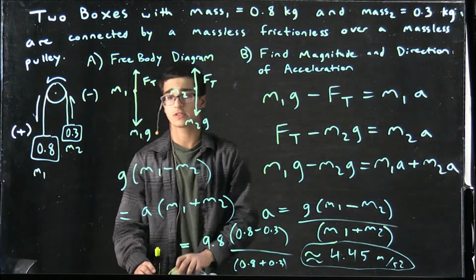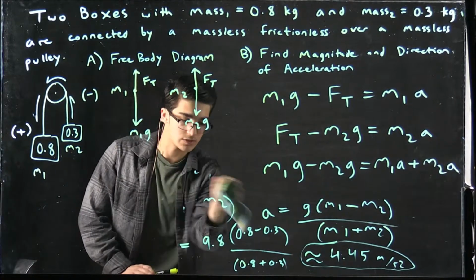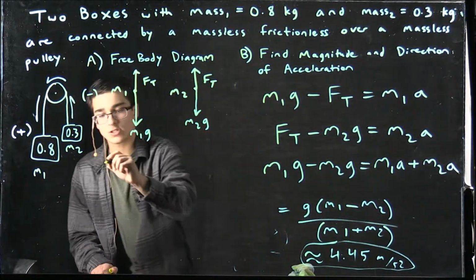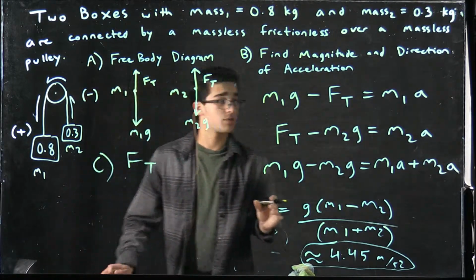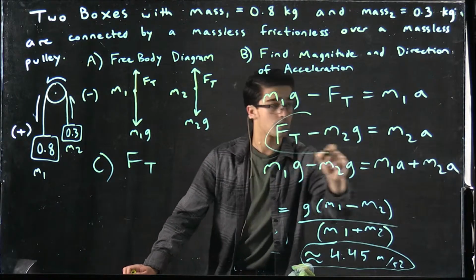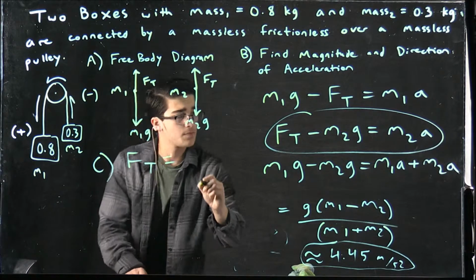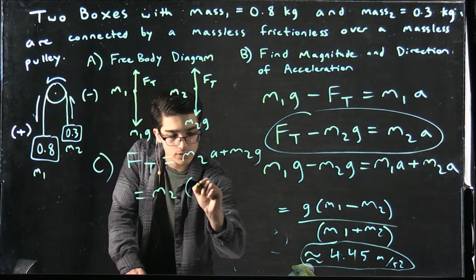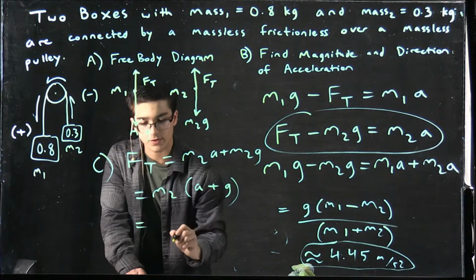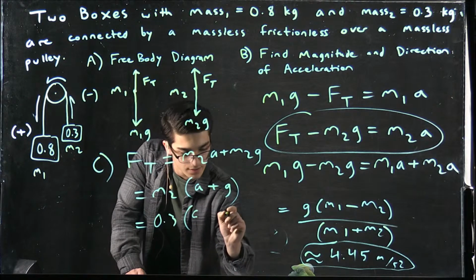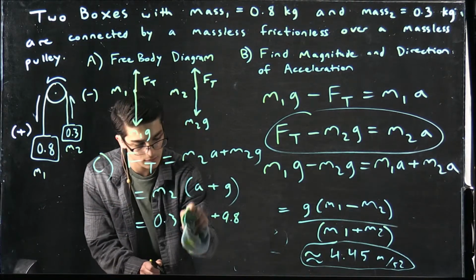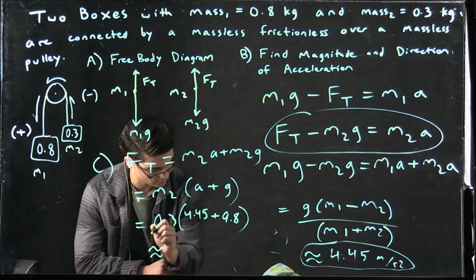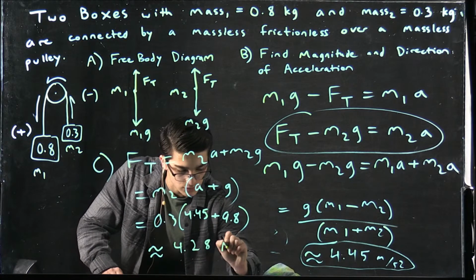Now let me erase some of this that we don't need so we can find tension force, which is a lot easier for us to find now that we have the acceleration. For tension force, all we need to do is plug in the values to one of these equations. Now I'm going to use the easier one right here. So it's going to be Ft equals M2A plus M2G. And I'm going to factor out M2. So it will be M2 times A plus G. Now when we plug our values in, that'll be 0.3 times 9.8 plus 4.45, which will give us approximately 4.28 newtons of tension force.